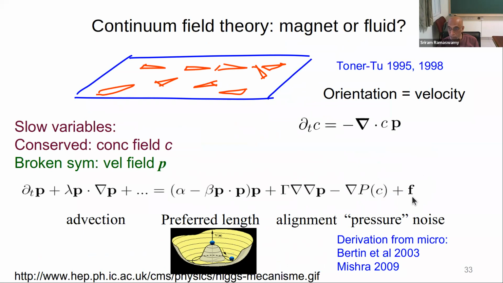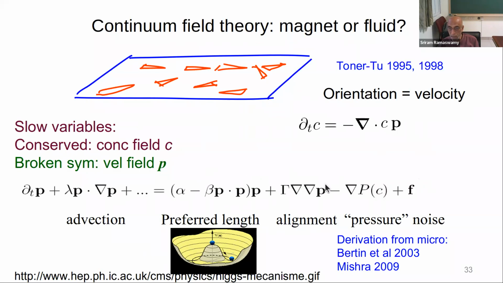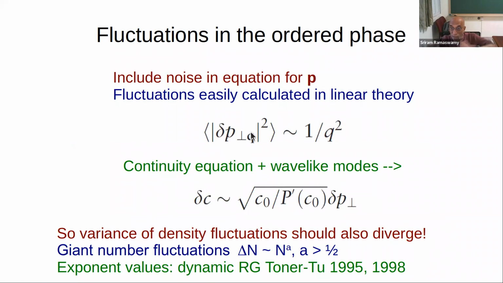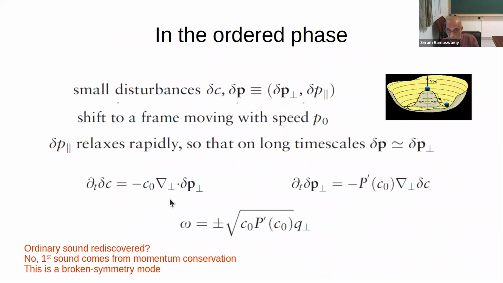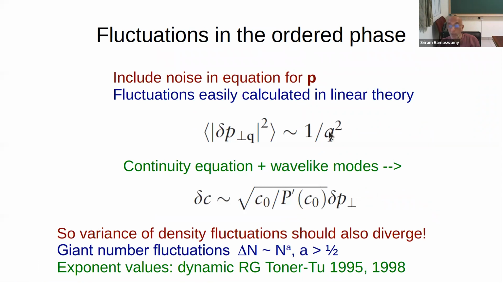Another is, if you go back to these equations, you've got a noise here. If you now write these equations, perturbed about the ordered state, again, with noise, you will find that the orientational fluctuations are huge at long wavelength. Okay, so the orientation fluctuations diverge at small wave number, just like they do in the XY model of magnetism. The concentration, because of this equation, the concentration fluctuations are proportional to the orientation fluctuations. So the variance of the concentration also diverges at small wave number.